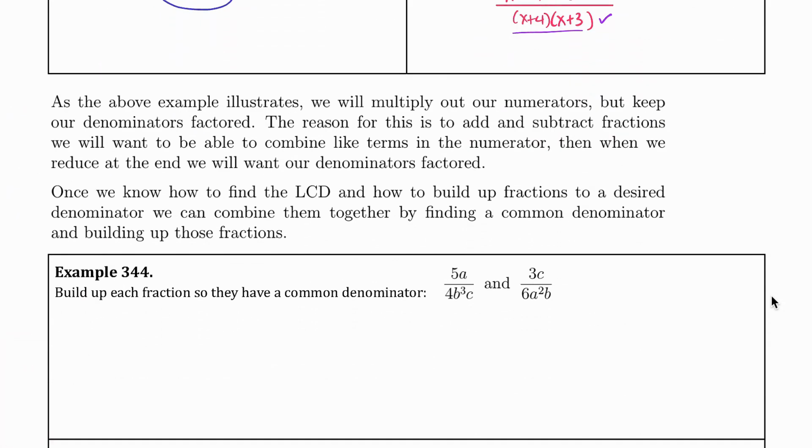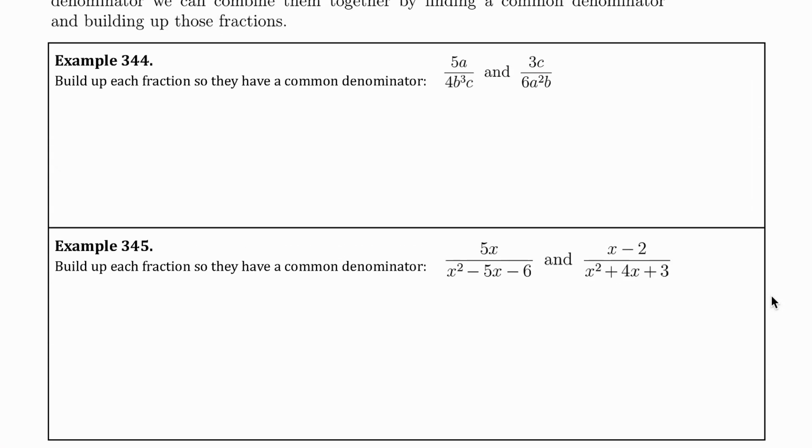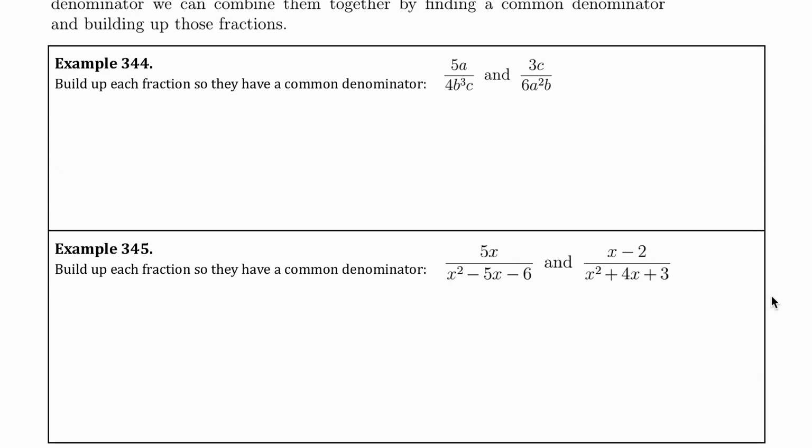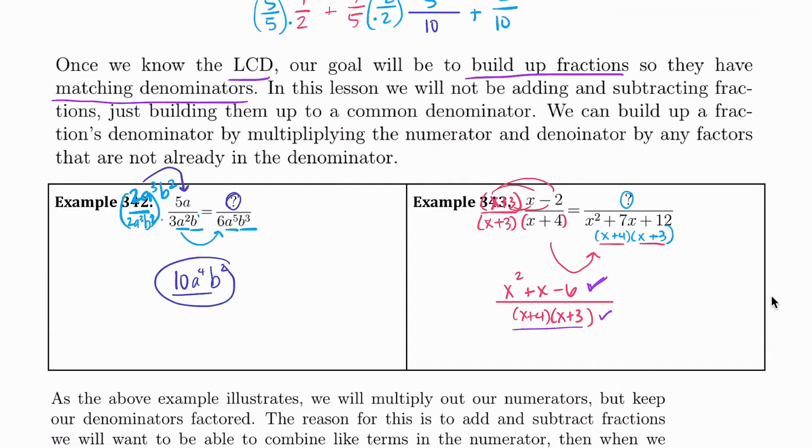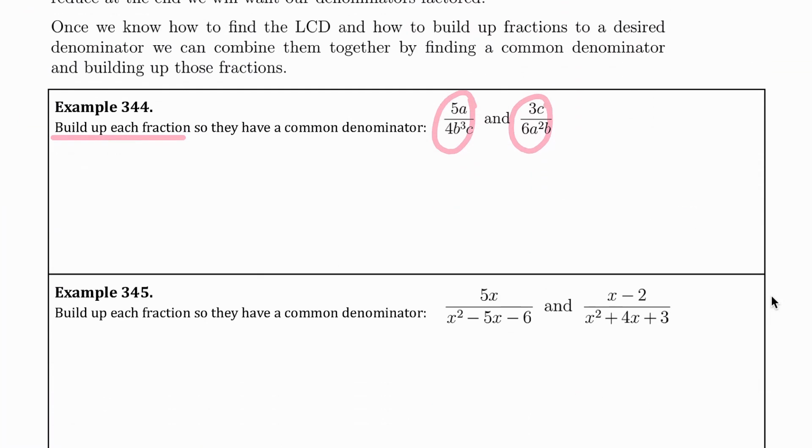All right, and so this last section is kind of combining what we've done. Now I give you 2 fractions. We've got a fraction here, and we're going to try to build up each fraction so that they have a common denominator, kind of like what we did with this 1/2 and 1/5 at the top. So the first thing we're going to need to do is identify our least common denominator.